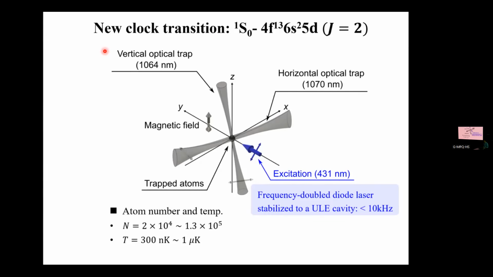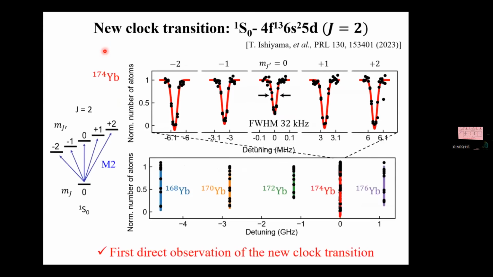So what line width did you measure on this 431 transition already? How narrow was the line you could see so far? It's about 32 kilohertz. It's limited by Doppler broadening, and for this measurement we are not working with the magic wavelengths, so there is some inhomogeneous broadening. But we are now preparing the magic wavelength lattice to obtain a very narrow linewidth.